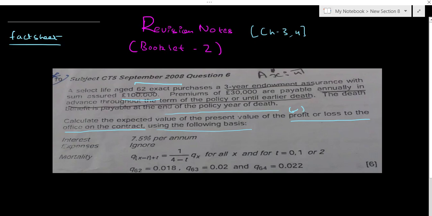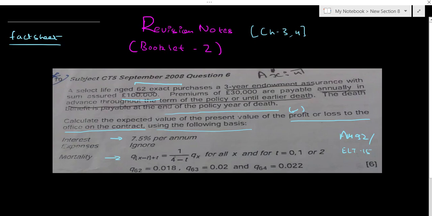The reason this is not very straightforward is because they have not given us a particular table to refer to. They have not specified AM92 or ELT15 or things like that. Rather, what they have done is they have given us the interest and the mortality separately, and these are basically the mortalities that are given. And there is a selection involved here.